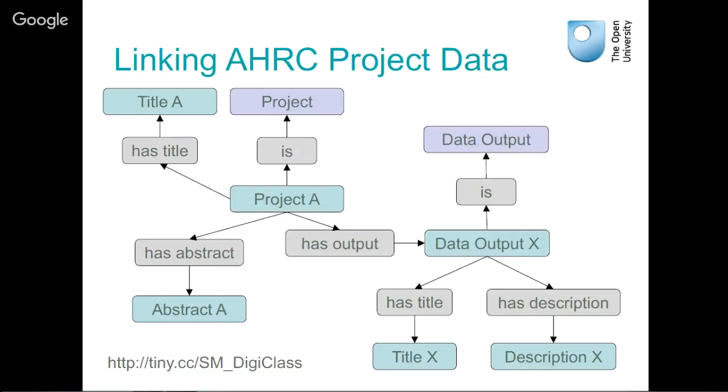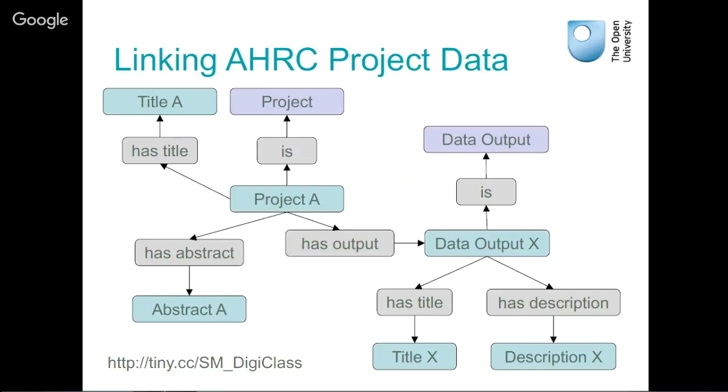Once I'd done that, I then applied established ontologies, so controlled vocabularies that are an established standard way of referring to these terms and relationships. And you can see here that now the project has a title, which is title A. So it's telling the computer that this piece of data here is a title.